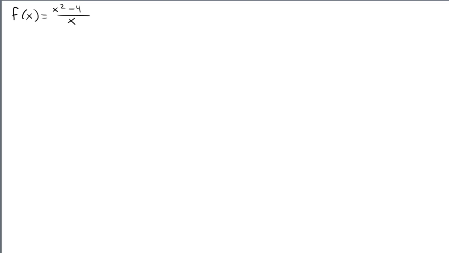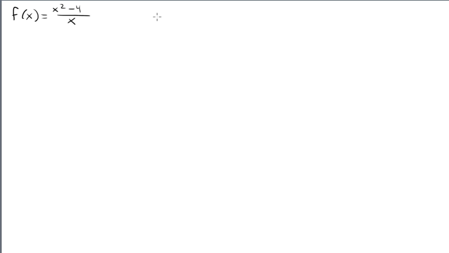Hey everyone, we're going to take a look at f of x is equal to (x squared minus 4) divided by x. Now, since there's a higher exponent in the numerator than the denominator, we don't have a horizontal asymptote. Instead, we have what's called a slant asymptote.